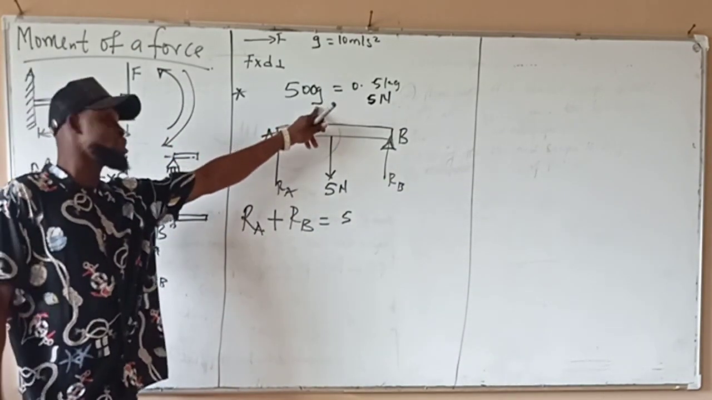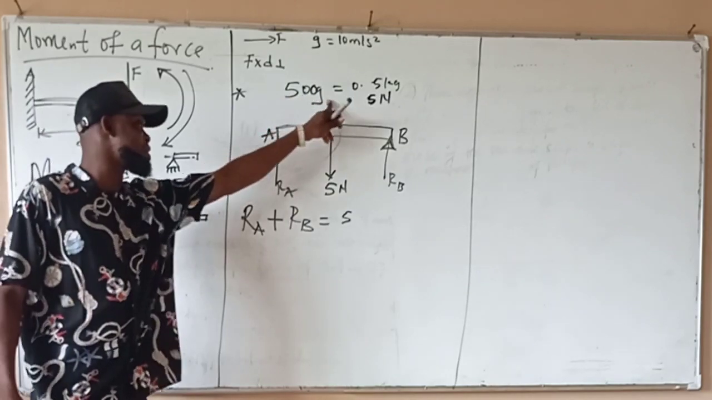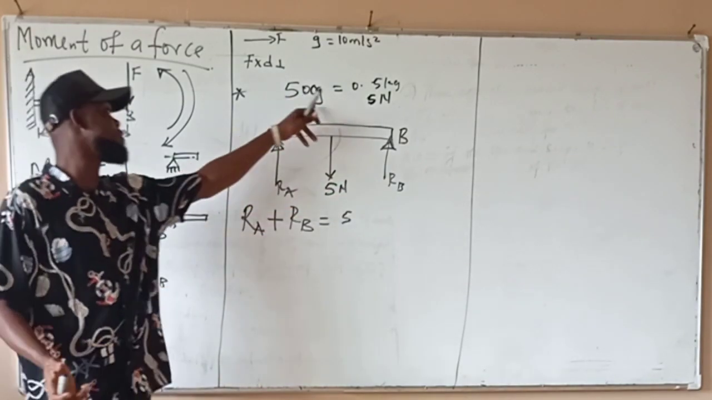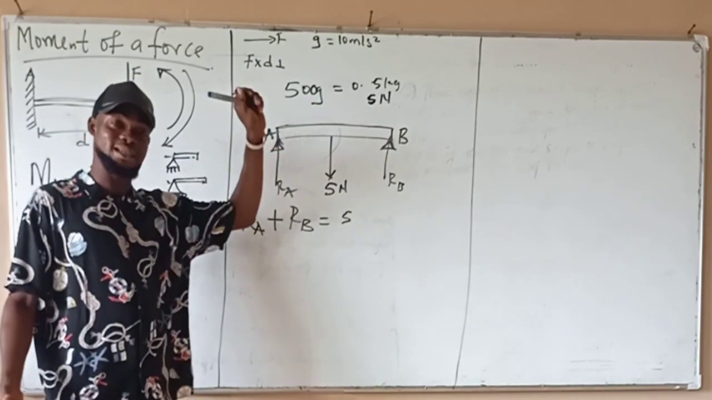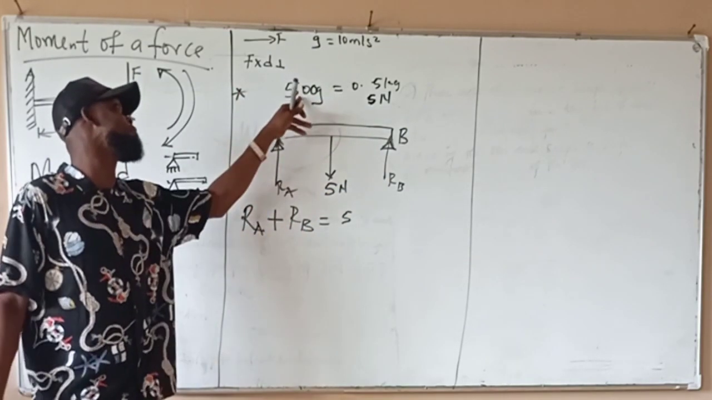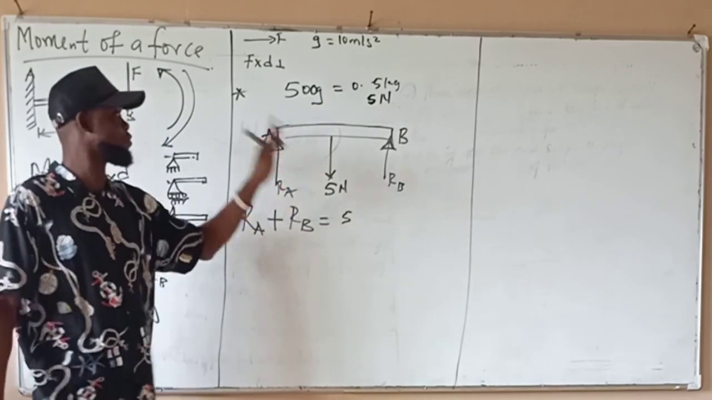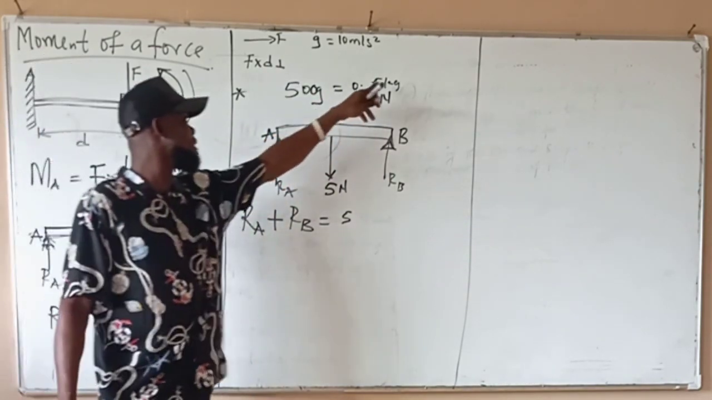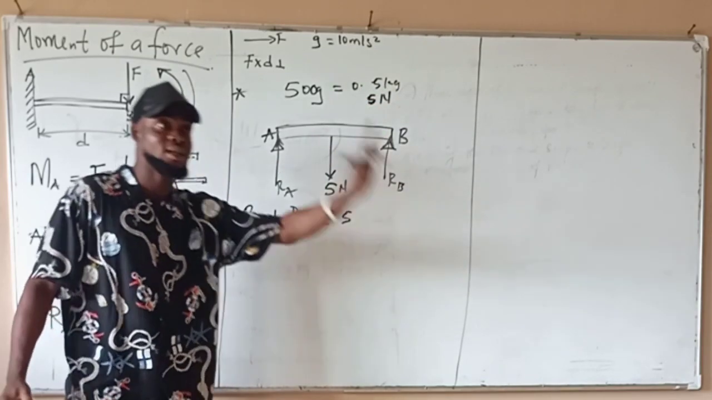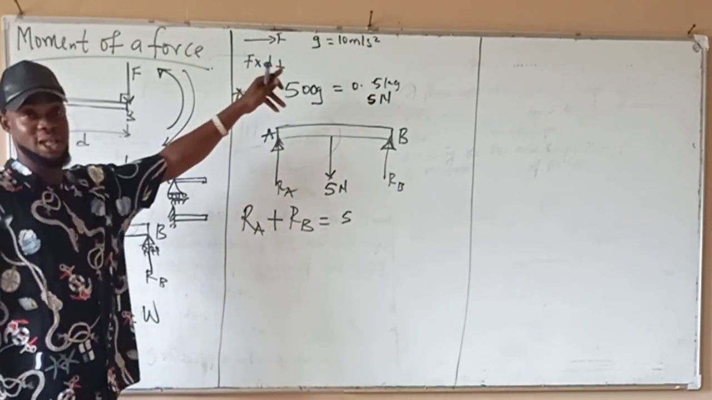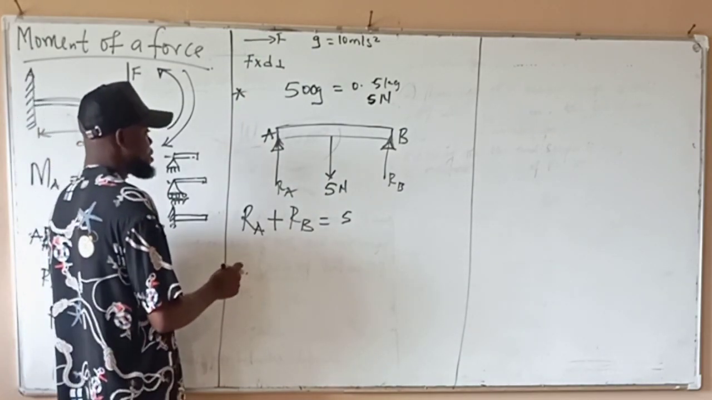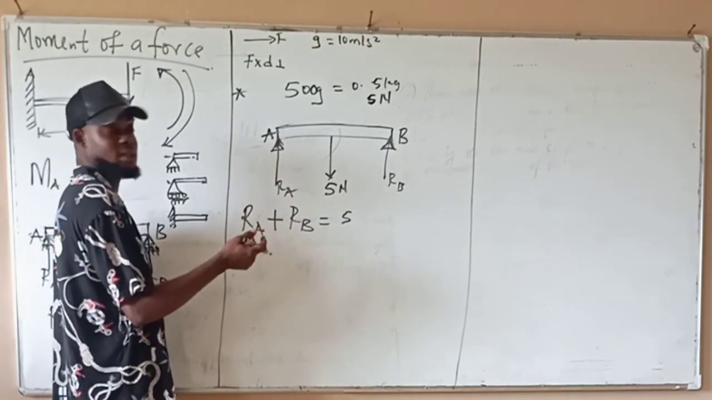But if this g is related to gravity, just 500 multiplied by 10 will be 5000 newtons. And that's what some questions will say, 5g newtons. That g will now be associated with gravity. But I'm telling you it's 500 grams. Divide by 1000 to get kilograms, then from 1 kilogram to newtons multiply by 10, because we said g associated with gravity is 10.